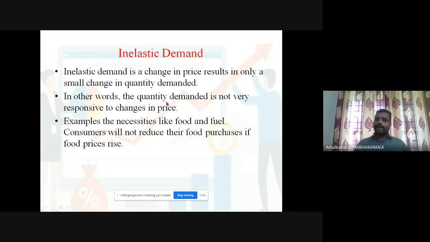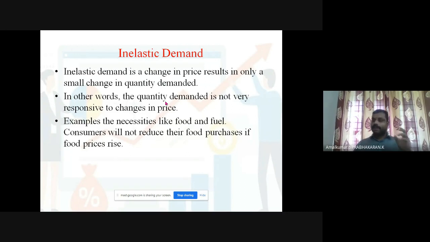So we have already learned about elastic demand and inelastic demand. Elasticity of demand refers to the change in quantity demanded due to a change in price. There are three different forms of elasticity of demand: elastic demand, inelastic demand, and unitary elastic demand. First we discussed elastic demand: any small change in price leads to a large change in the quantity demanded.